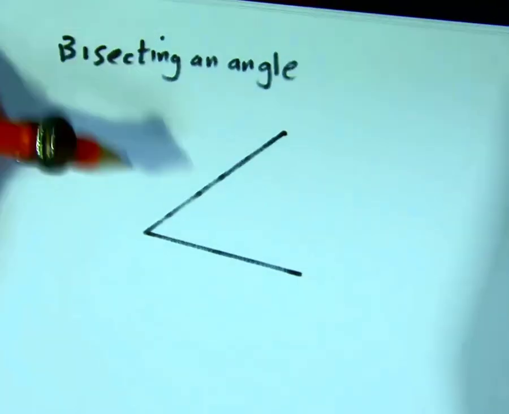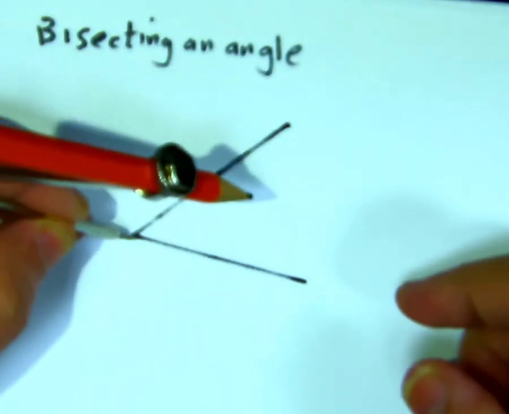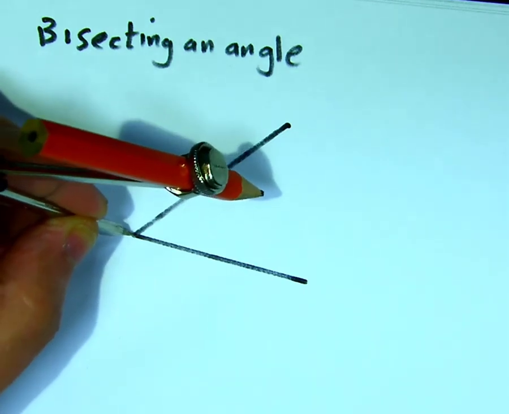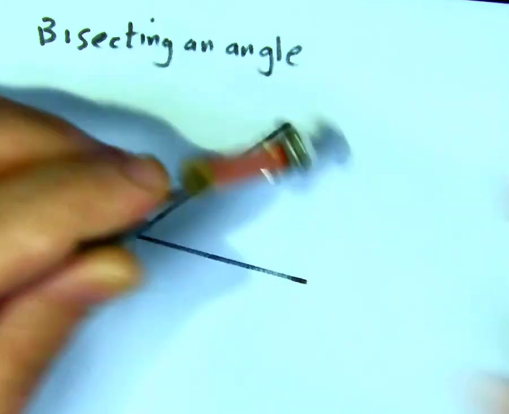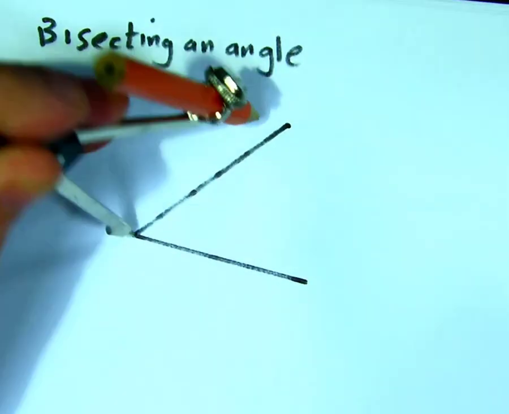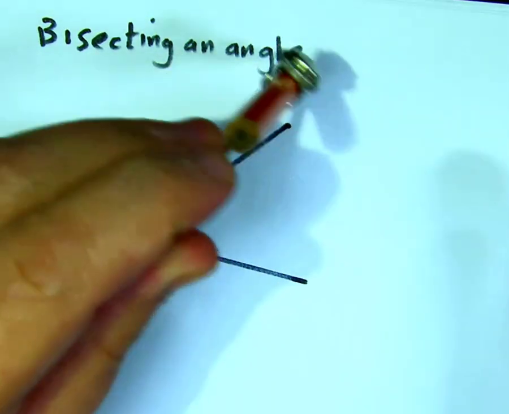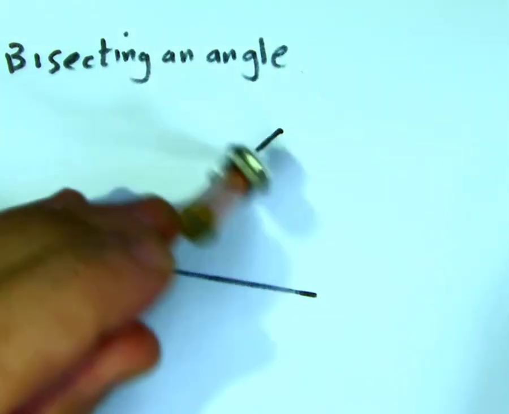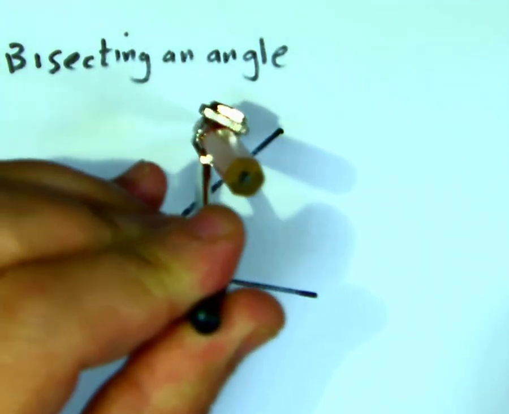Use the needle of the compass and put it at the vertex of the angle, and then open the compass at any convenient radius, but you should not exceed these two lines, so you should not draw it here like this. Any convenient radius within these lines, so open it up and draw an arc.